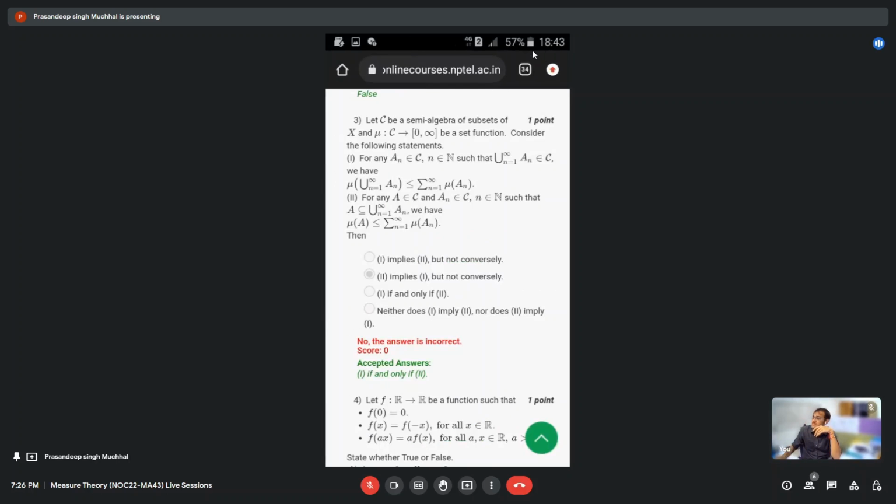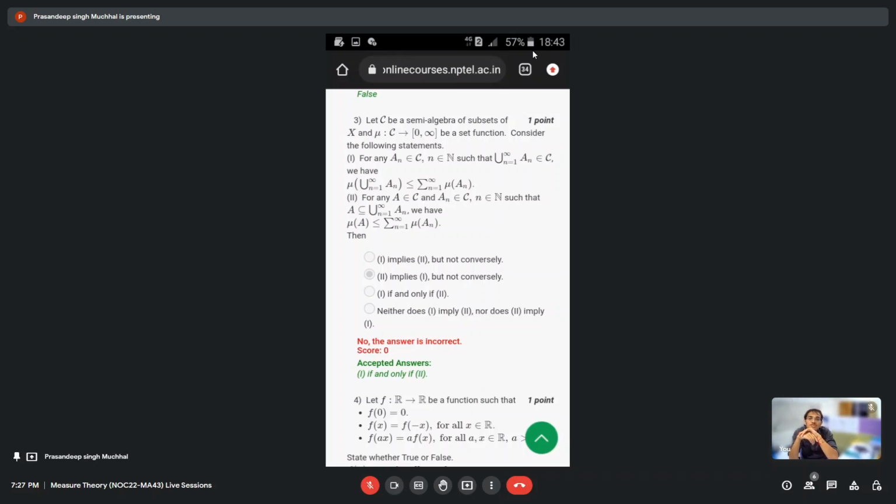So in example number 3, the answer is one and only one. I understood two implies one, but I didn't get one implies two. What is one is: you take any collection whose union is there, and then this happens.